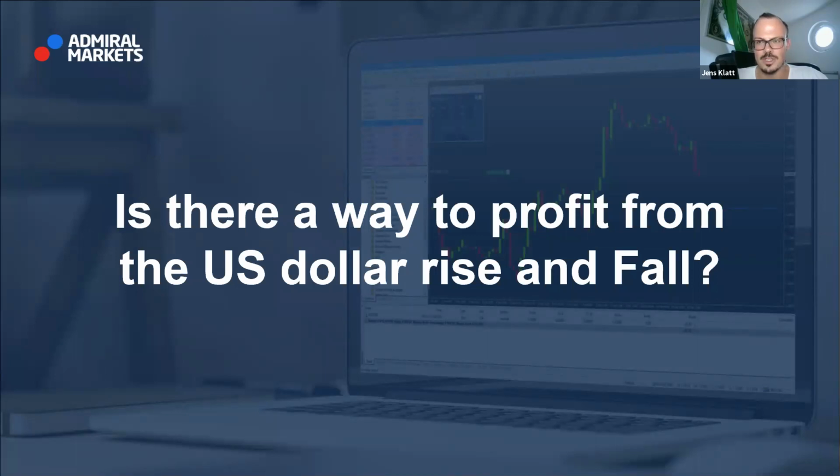And what we want to do is start to already prepare for the upcoming US election in November. And we want to start with the question if there's a way to profit from the US dollar rise and fall, or to put it a little differently, if there is somehow a chance to profit from the upcoming moves in the US dollar in general.